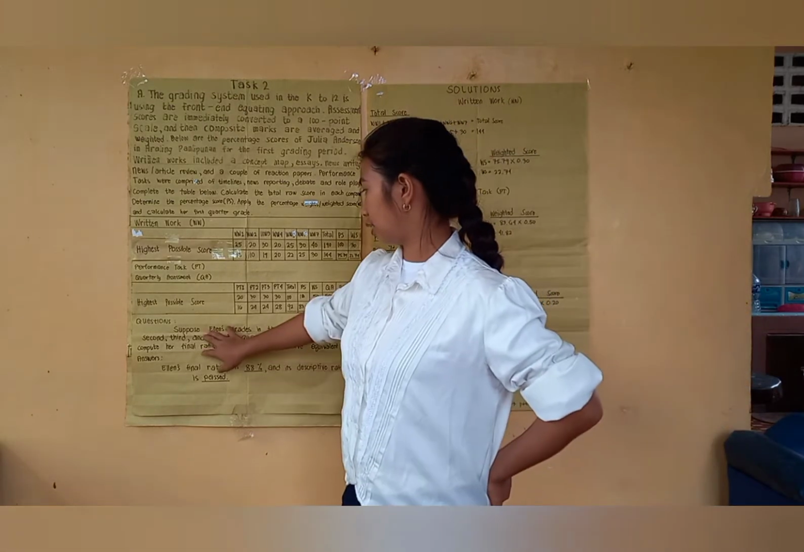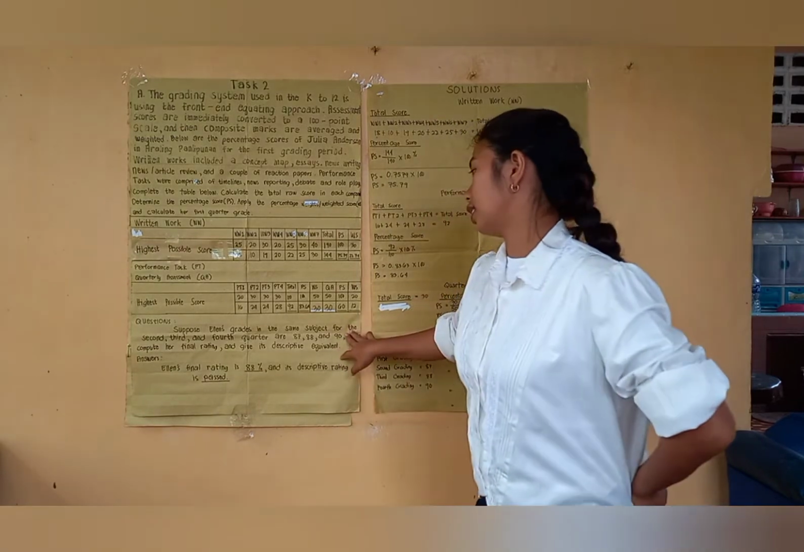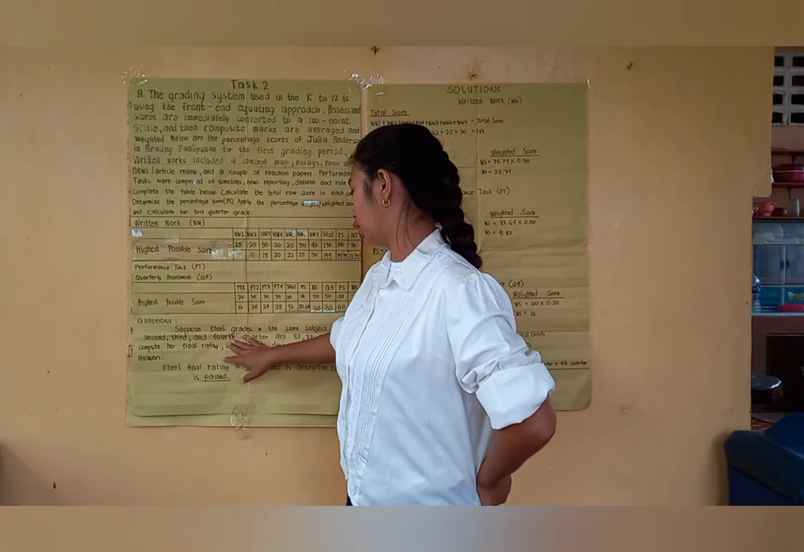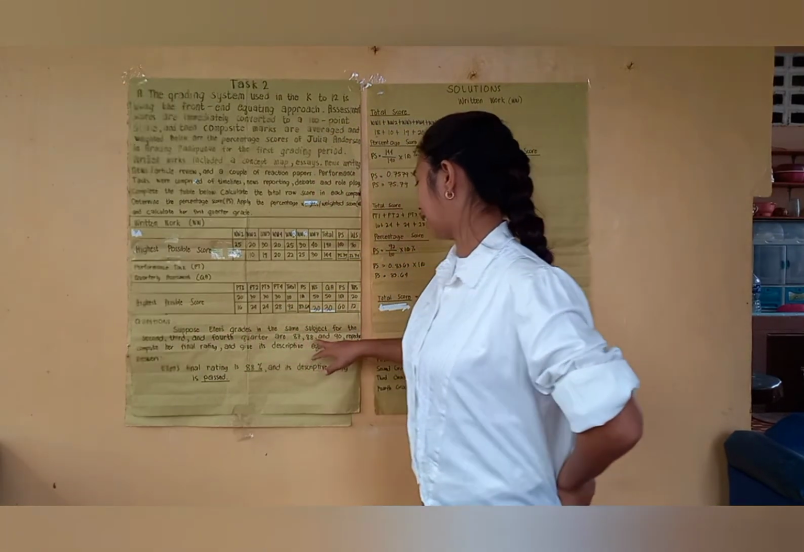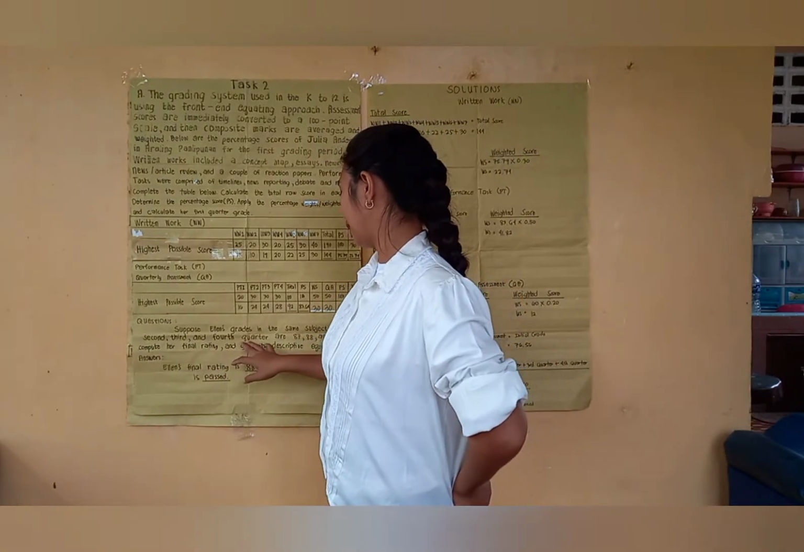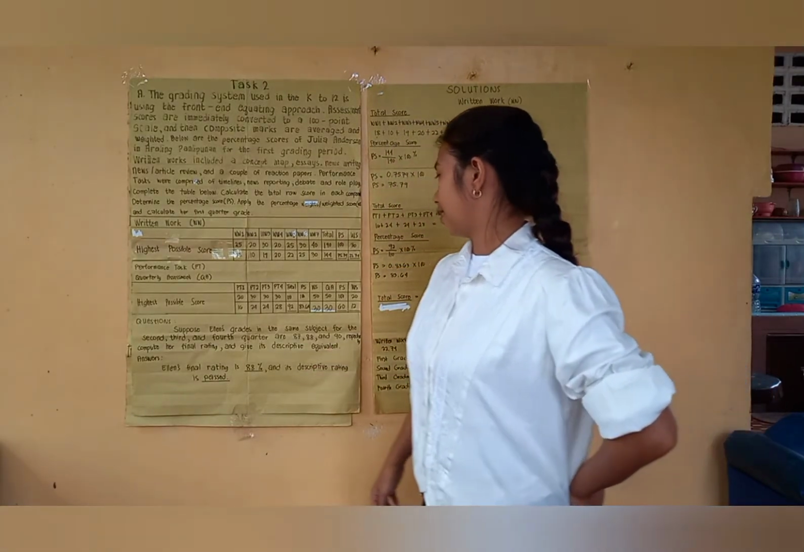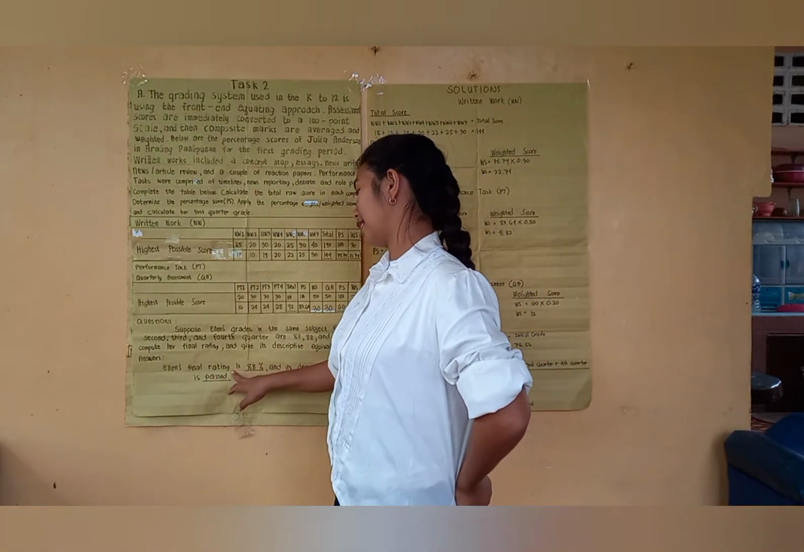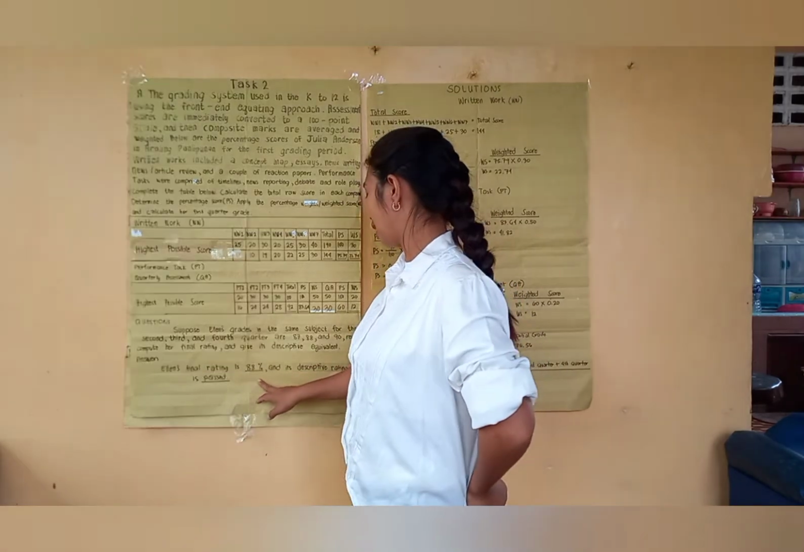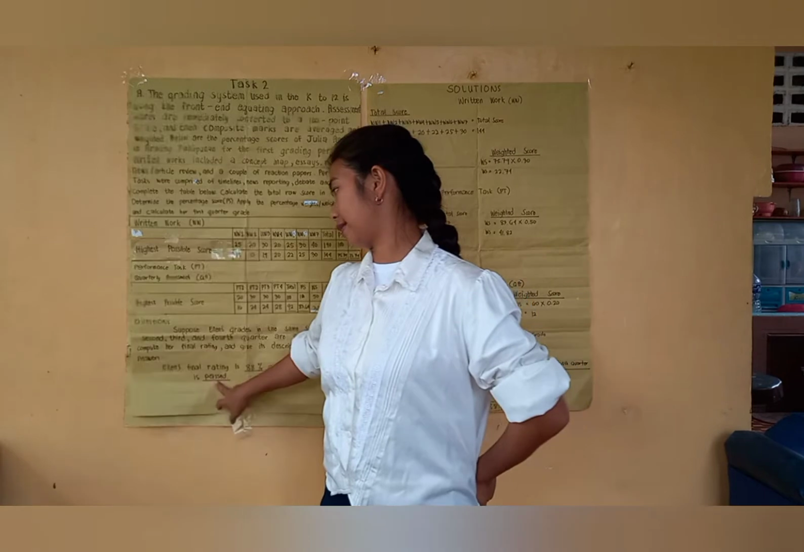So the question: suppose Ellen's grades in the same subject for the second, third, and fourth quarter are 87, 88, and 90 respectively. Compute her final rating and give its descriptive equivalent. So Ellen's final rating is 88% and its descriptive rating is pass.